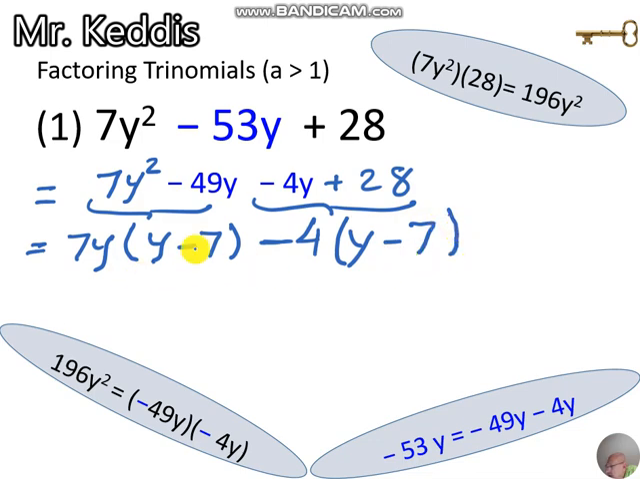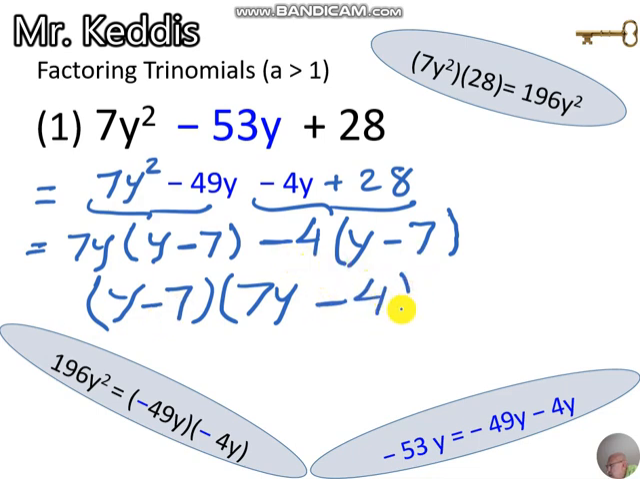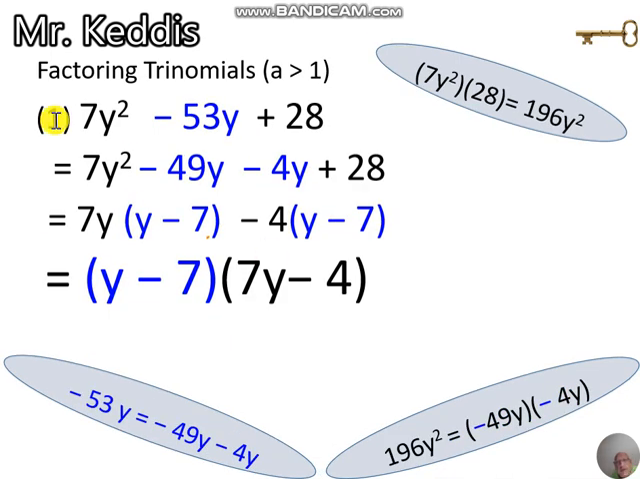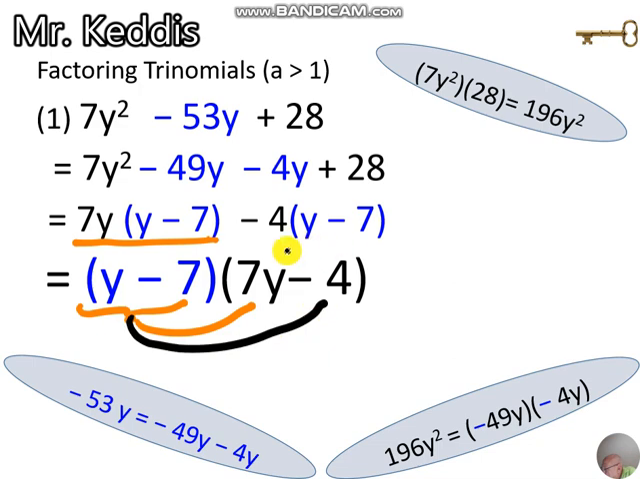These are 2 terms here. I have y minus 7 as a common factor. I take y minus 7 as a common factor. If I multiply by 7y, I get the first term. If I multiply y minus 7 times negative 4, I get the second term. Please pause and take notes. This is the same question we just did.